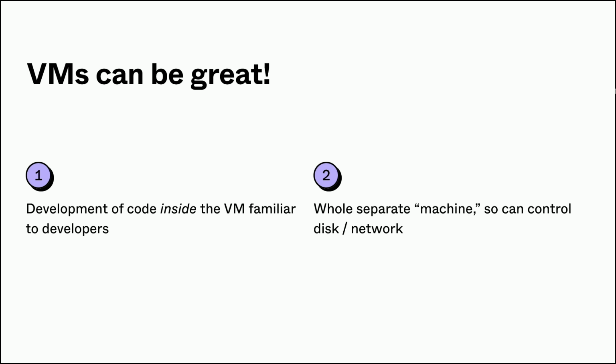And this can be great. Your developers, if you're a SaaS product, almost certainly are already familiar with writing code that is meant to run inside of some kind of virtual machine. If you're running in a cloud environment, for instance, all of your machines are most likely virtual machines. And because this is a separate machine, we can control which parts of the host disk and which parts of the host network it actually has access to by configuring our hypervisor or our VM in the appropriate way.